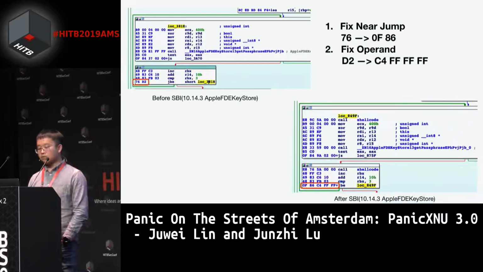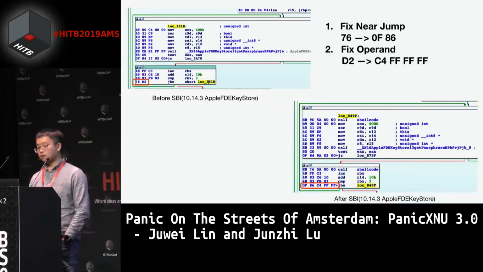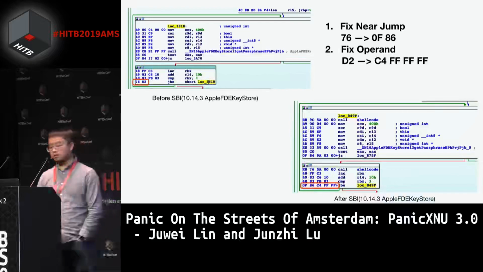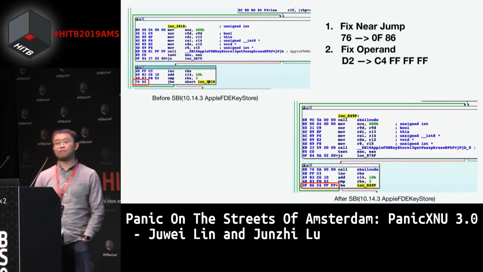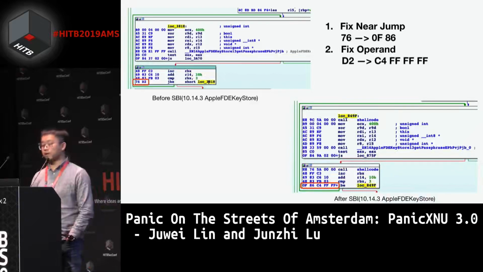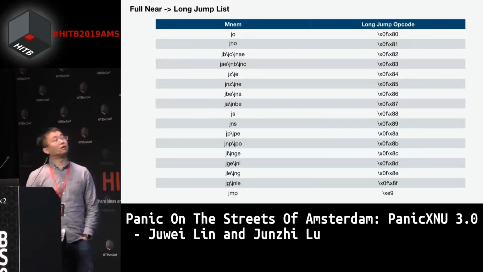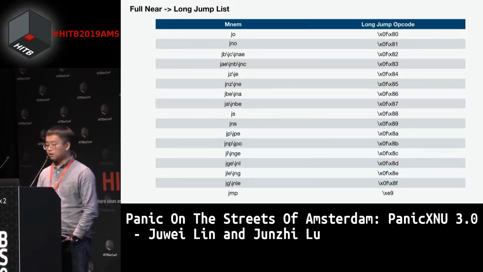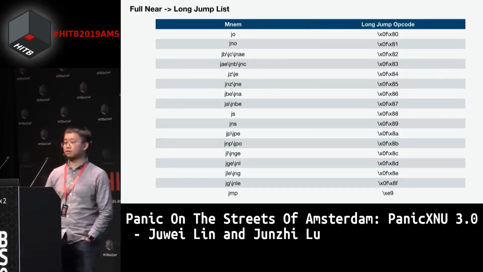We also must fix the near jump to a far jump. It is for the same reason: because we add the instrumentation points, it may jump outside the original scope, because a short jump can only jump within a byte scope, right? And this is a list in our tool where we replace all the short jumps with long jumps.